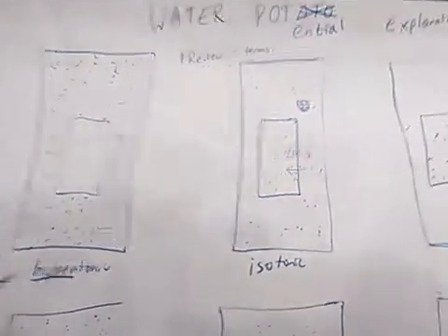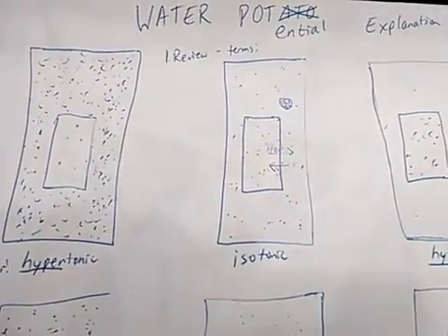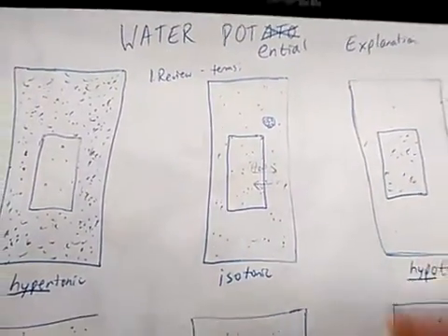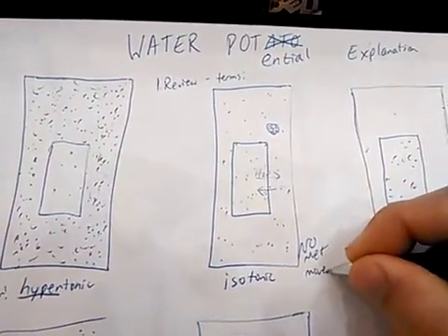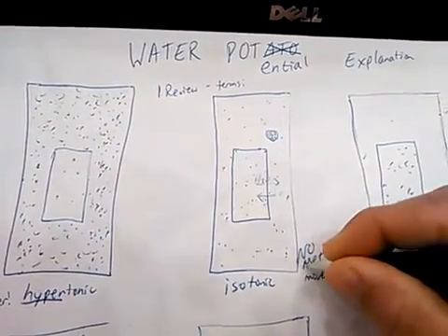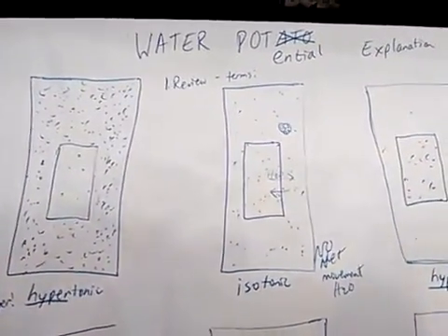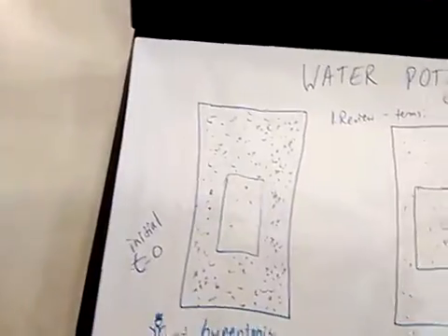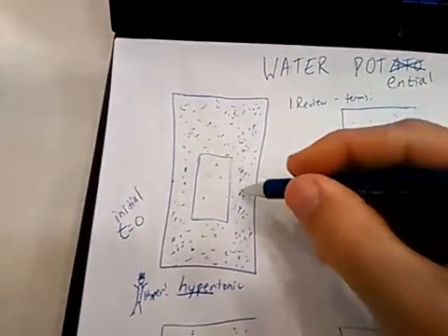All right, so isotonic solution. Nothing exciting happening. We've got water moving out, water moving in, and it's happening at about even rate, so there is no net movement of water within our isotonic system. In the hypertonic solution, we saw this happen, so that was really exciting.